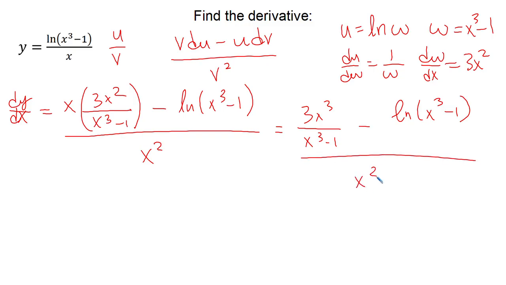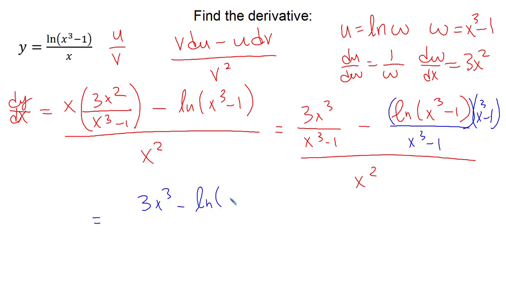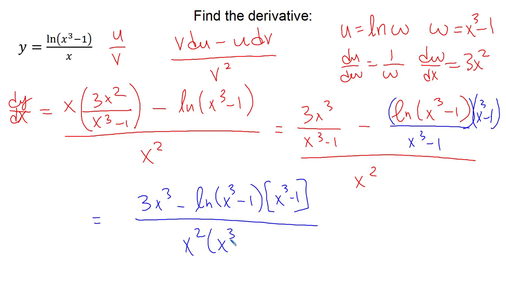And we can see that in order to get a common denominator here, all we really need to do is multiply by x cubed minus 1 here, and we'll do that here as well. And then we've got a common denominator, so we can drop that all down and say that this is equal to 3x cubed minus the natural log of x cubed minus 1 times x cubed minus 1, all divided by x squared times x cubed minus 1.